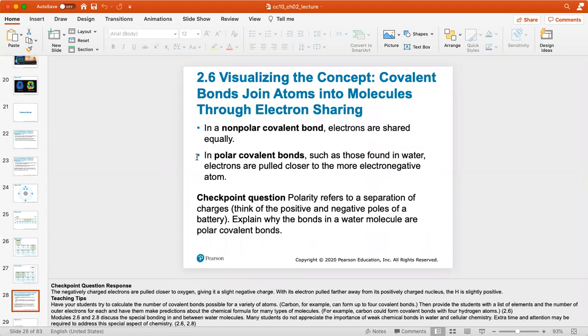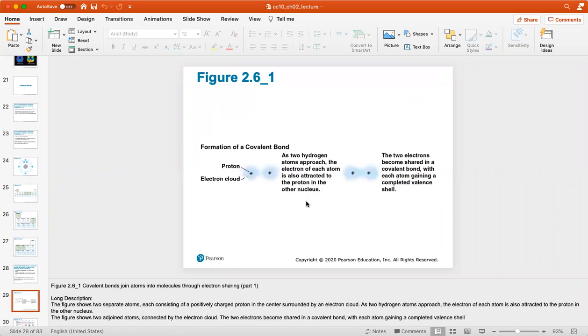In a nonpolar covalent bond, electrons will be shared completely equally, and in a polar covalent bond, such as those found in water, electrons will be pulled closer to the more electronegative atom. And polarity refers to just a separation of charges. Think of a positive and negative pole of a battery. And because of this, the bonds in a water molecule are polar covalent.